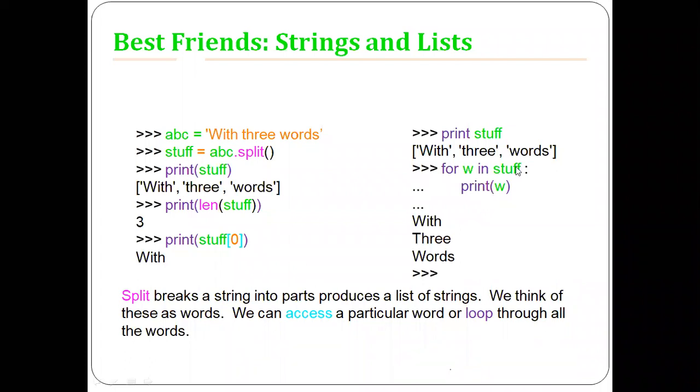In the first iteration, it will print with. In the second iteration it will print 3, and in the third iteration it will print words. So after the third iteration you have read all the elements from the list and printed them on the terminal. That is, split breaks a string into parts and produces a list of strings, right?